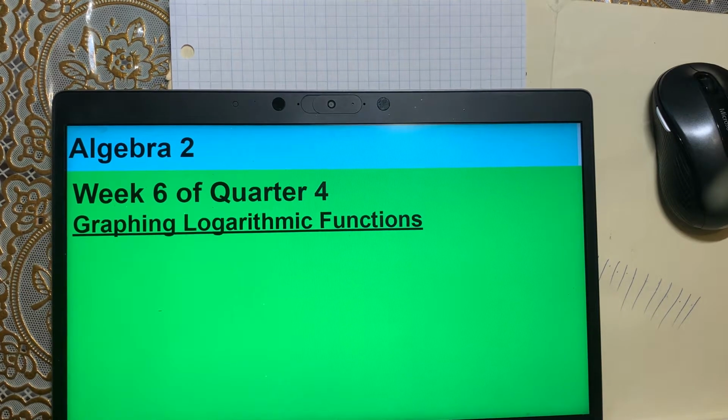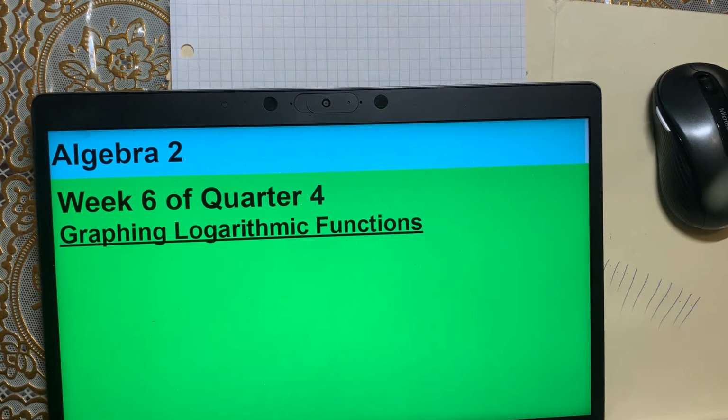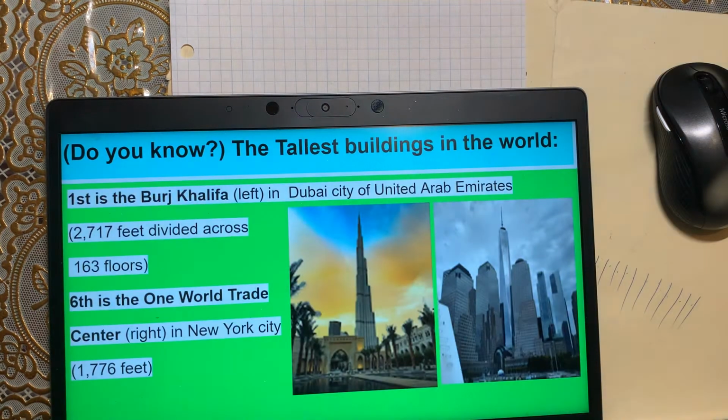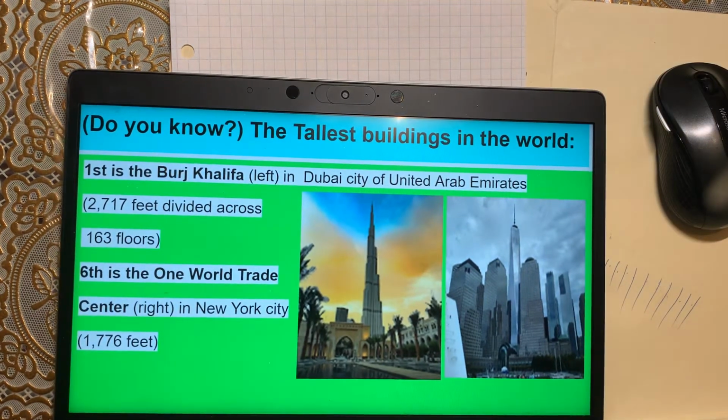Okay, today we are on our sixth week of quarter four. Our topic today is graphing logarithmic functions. Before that, I want to bring to your attention one piece of general knowledge.